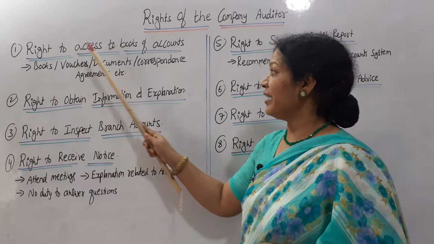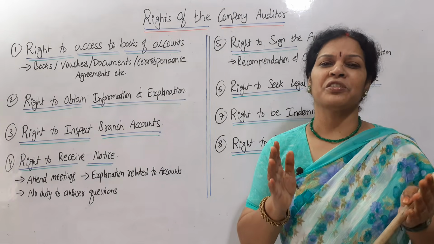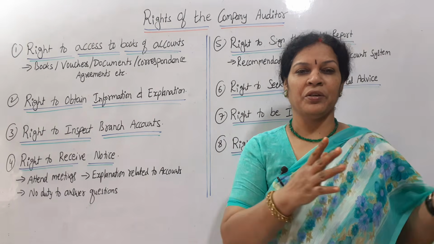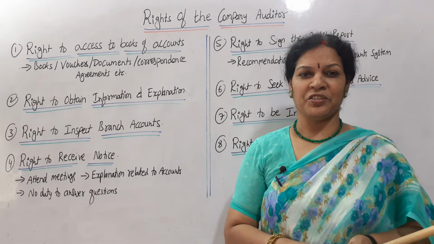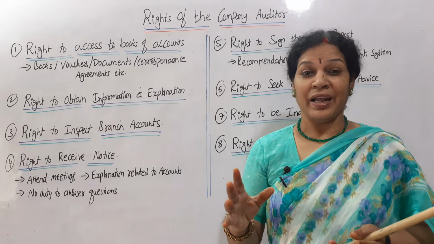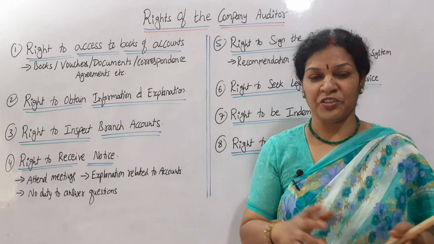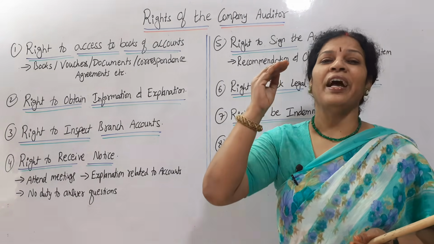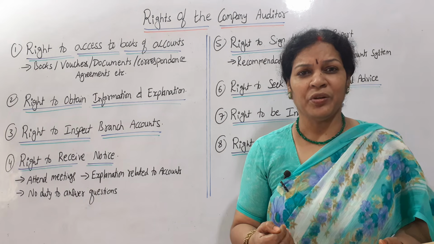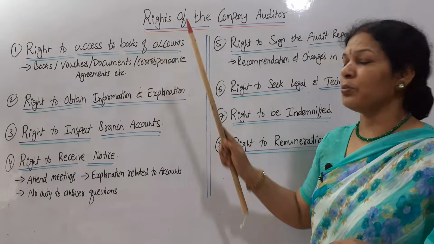First one is the right to access books of accounts. The auditor has to perform his duty properly, which means first of all he needs information related to the entire accounts department. What books are maintained, where are the ledgers, where are the journals, and also the trial balance, profit and loss account, and related documentation. Without accessing the books properly, he can't do the auditing properly. That is why the first right of every auditor is the right to access books of accounts.